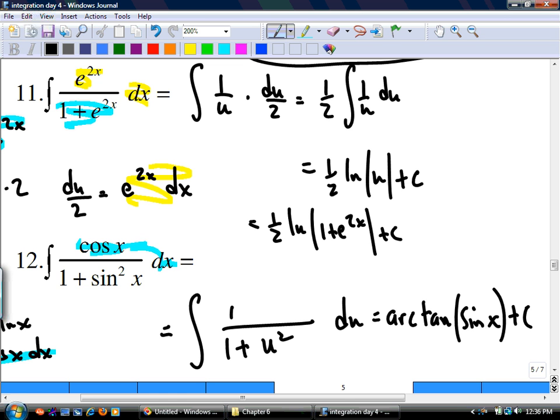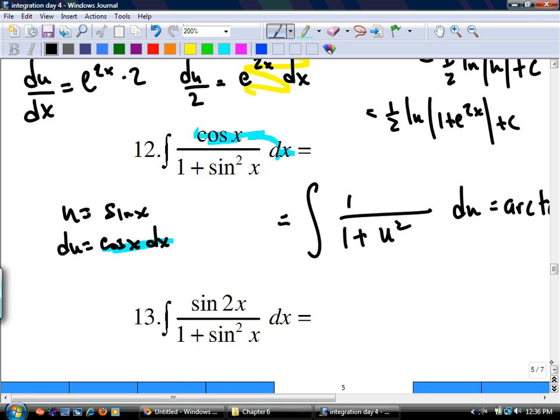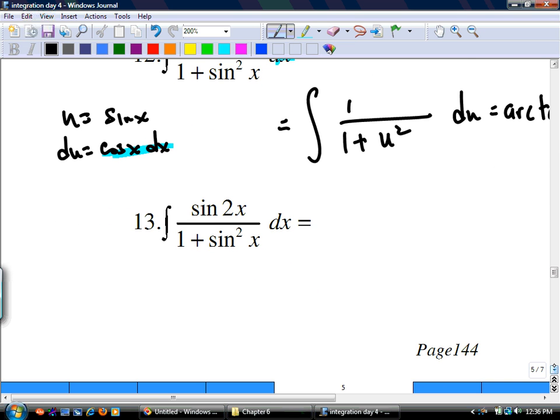Newton. Leibniz. Both of them. Independently. No, they didn't work together.